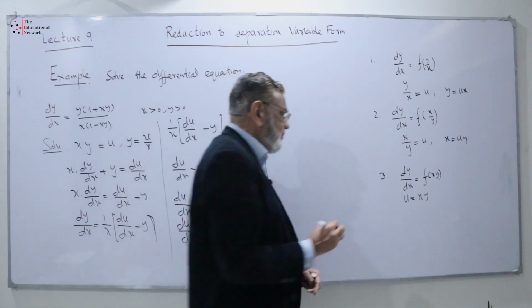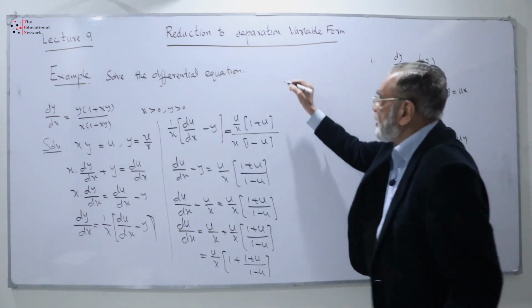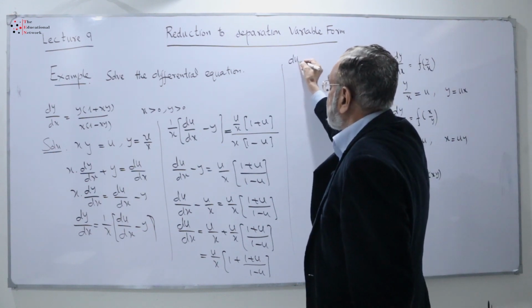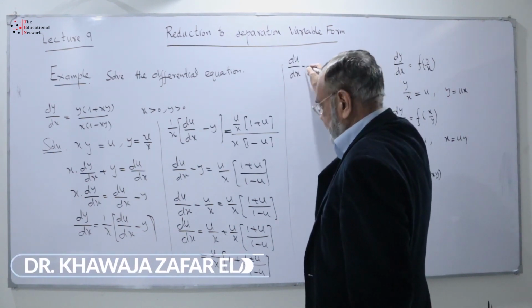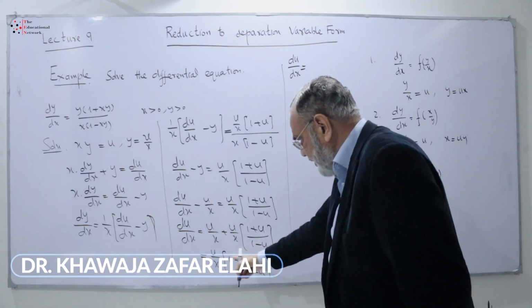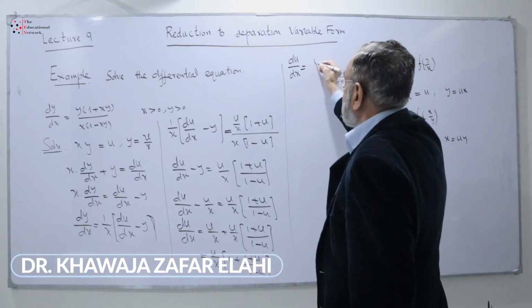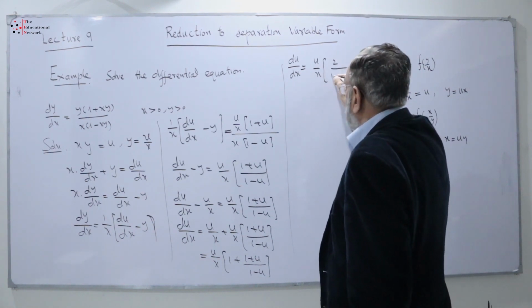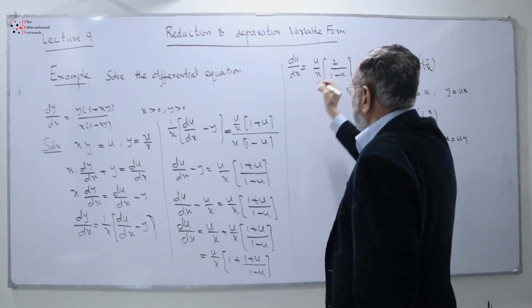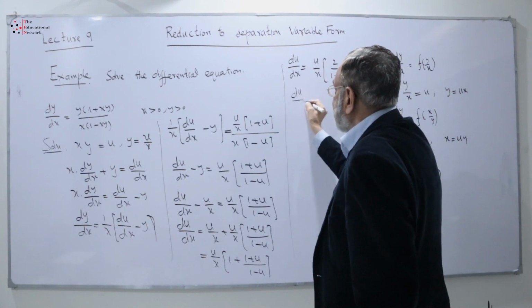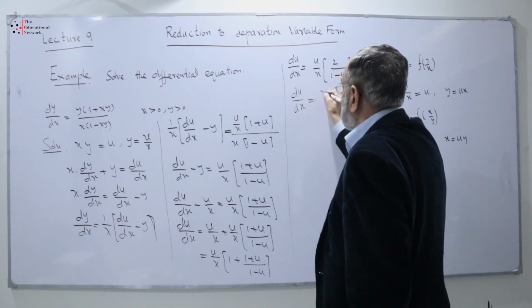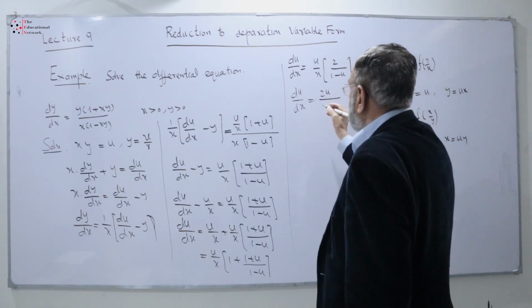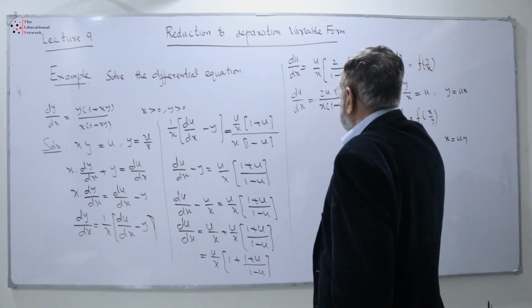Now I simplify this one. When I simplify this one, what I'll get from here, du by dx is equal to, get 1 minus u, u is cancelled with u. We get here u upon x into 2 over 1 minus u. I'll simplify further. We have du by dx is equal to 2u over x into 1 minus u.